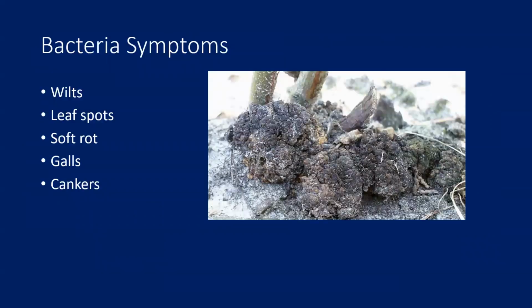So to look at bacteria symptoms, if you look at that list, a lot of those are very similar to what you might see if you are thinking you might have a fungus. And so wilts, leaf spots, soft rot, galls, and cankers. And to the right, we see a gall, I believe it's on a blackberry. And what we're seeing is that the gall is actually material from the plant that's been infected and it grows out of control.